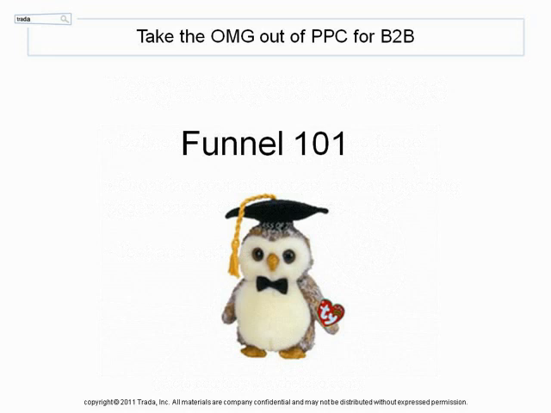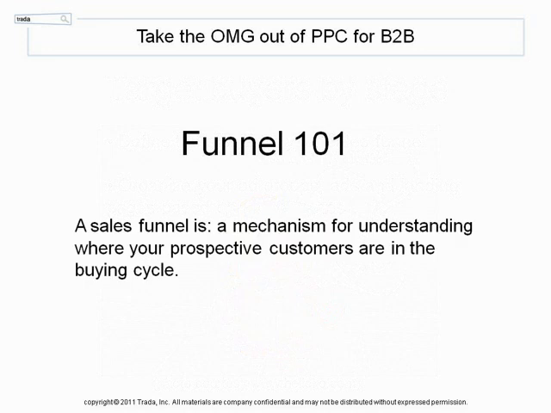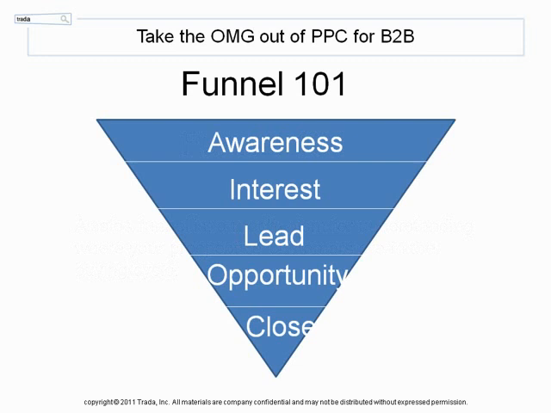So let's find out, what is this funnel thing? The official definition is it's a mechanism for understanding where your prospective customers are in the buying cycle. So in a B2B context, since you're all here to learn about B2B, a sales funnel would look something like this. Each of the stages in the funnel is a type of potential customer. The funnel shape shows that there are a lot of folks up there at the top who are just learning about your product, and there are fewer at the bottom who become close customers.